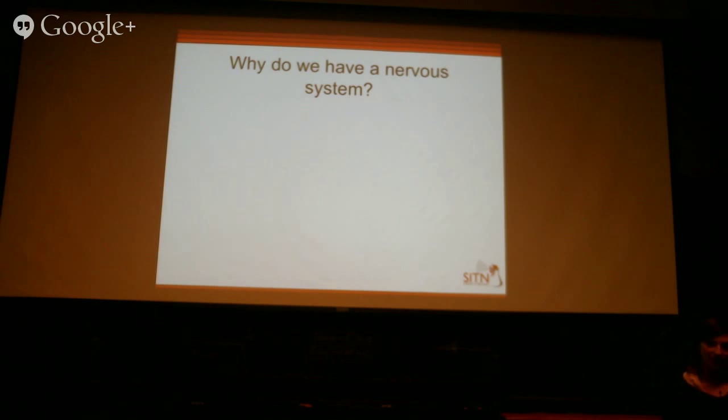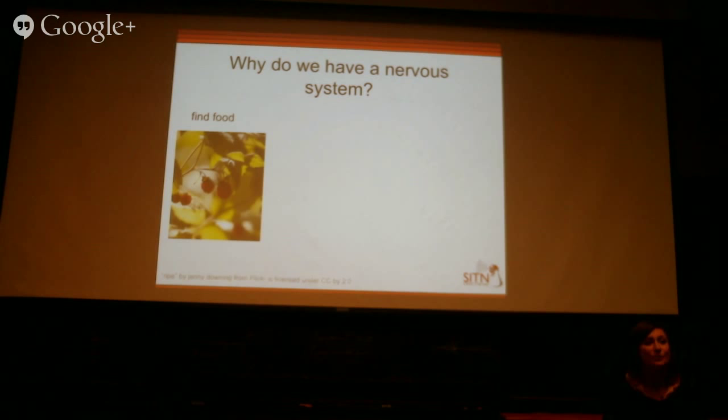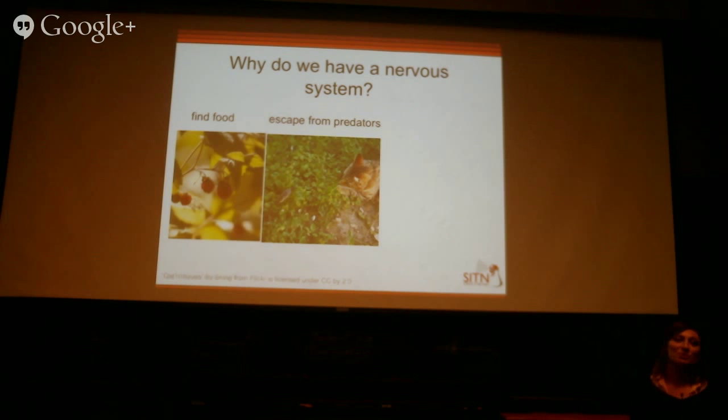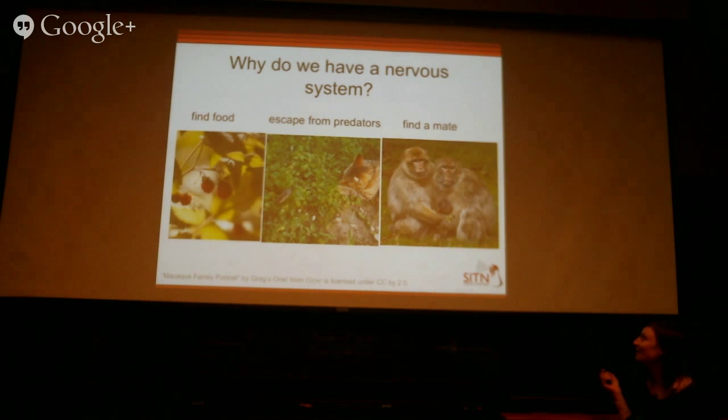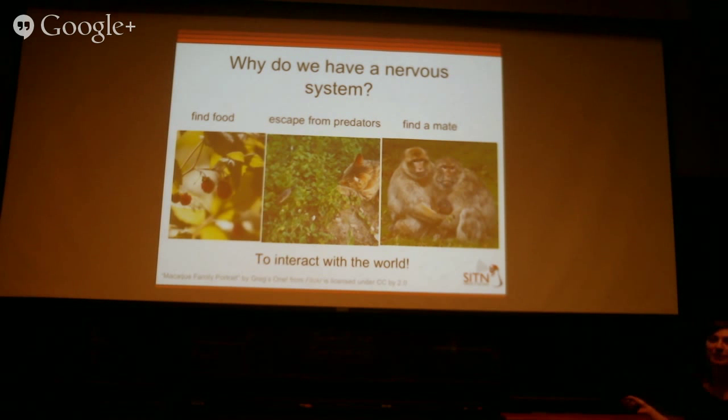Okay, but why do we have a nervous system? Why would you even want a nervous system? Why would you want to be able to do this? Well, the ability to sense things in our environment and react to them allows us to do things like find food and escape from predators and find a mate, a complex thing like find a mate. So it seems pretty evolutionarily beneficial to have these things. Our nervous system allows us, in some sense, to interact with the world.